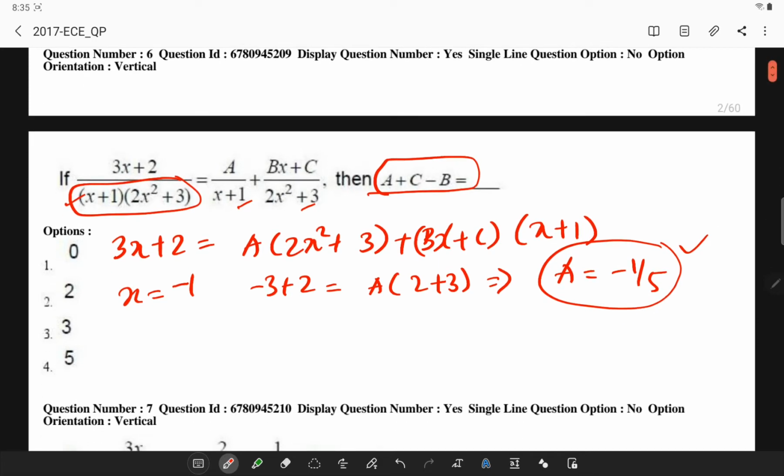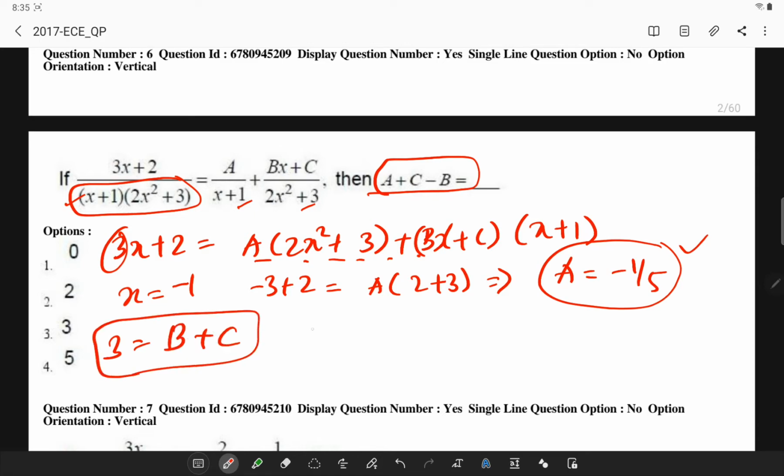Next, we have to compare the coefficients of x in this equation. So 3 will be B plus C. This is one equation, and for the next equation we will compare the coefficients of x square. So 2A plus B will be 0, or simply B is minus 2A, or B is plus 2 by 5.